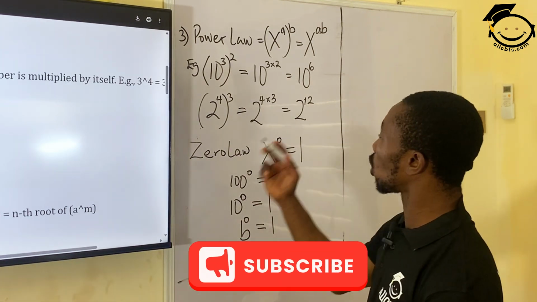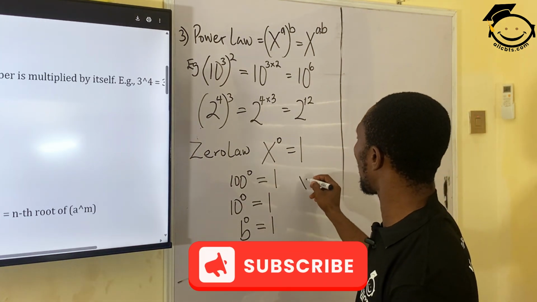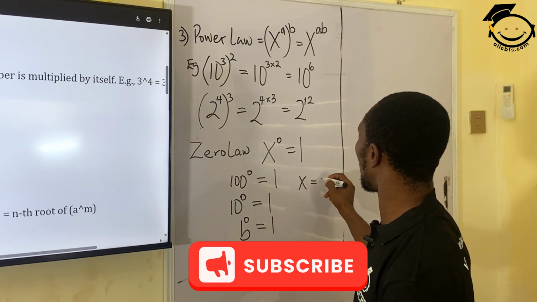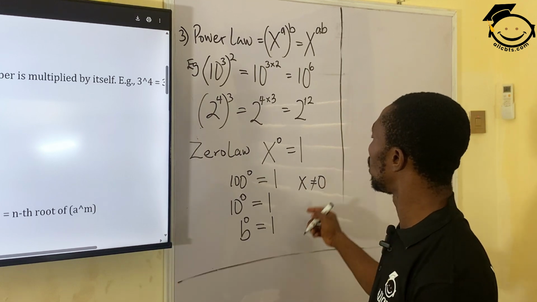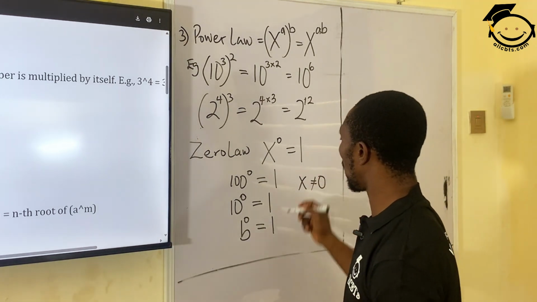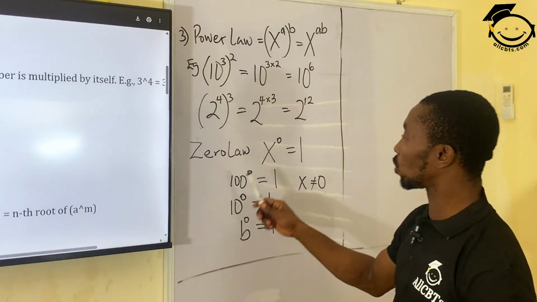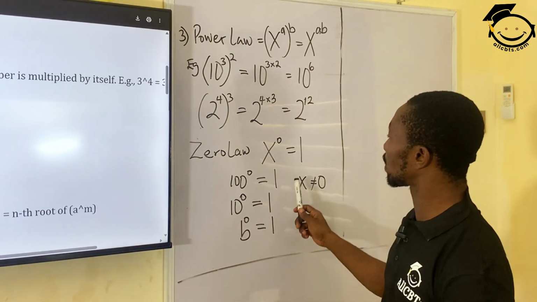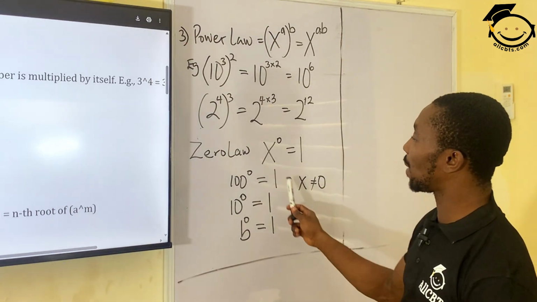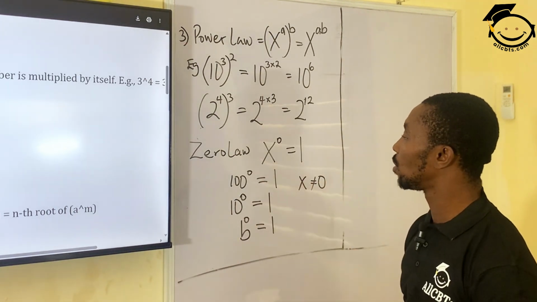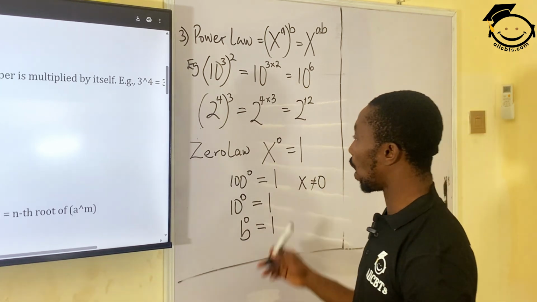The only exception we have here is if our x or alphabet or number is 0. As long as it is not equal to 0, it is equal to 1. So always bear in mind that your zero index law states that as long as your number is not equal to 0, any other number that is raised to the power of 0, it's equal to 1.